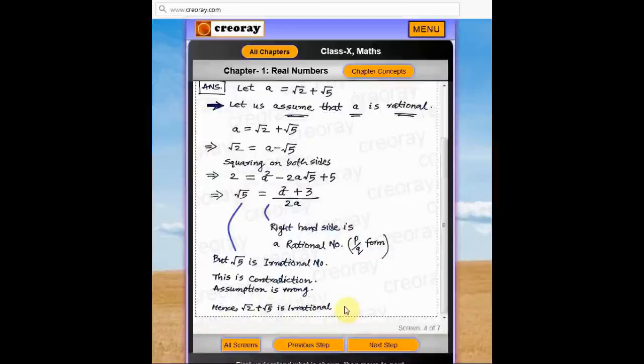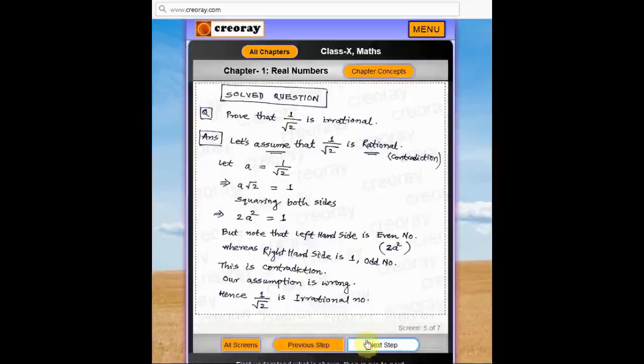Let's take one more question on these lines. Prove that 1 by root 2 is irrational. Again, this is proof by contradiction. Let's assume that 1 by root 2 is rational. So A equals 1 by root 2. Then A root 2 equals 1, square both sides, you get 2A square equals 1.